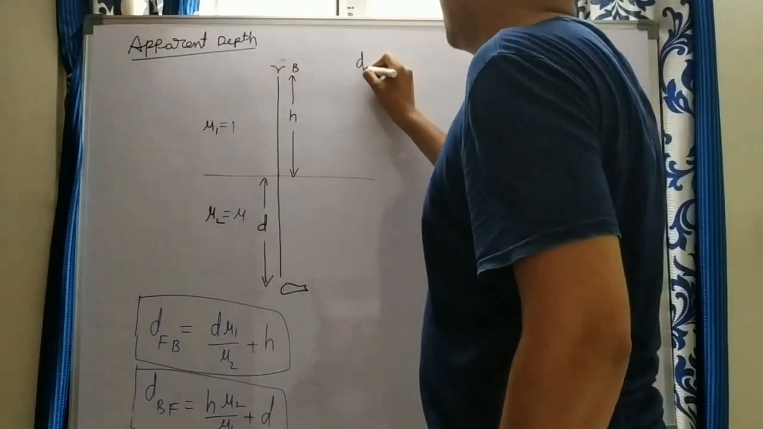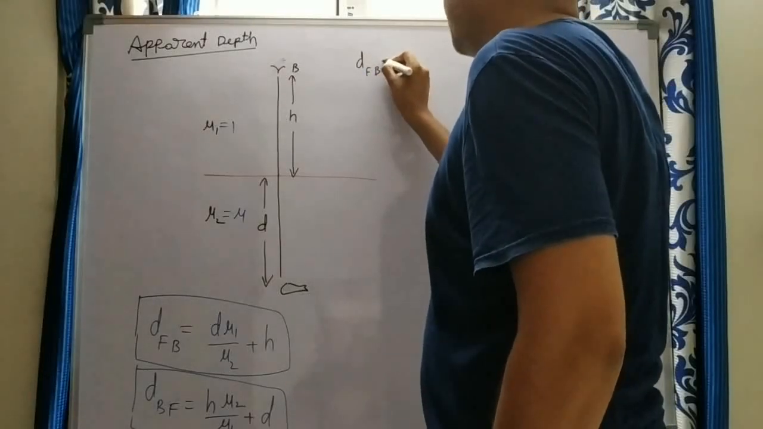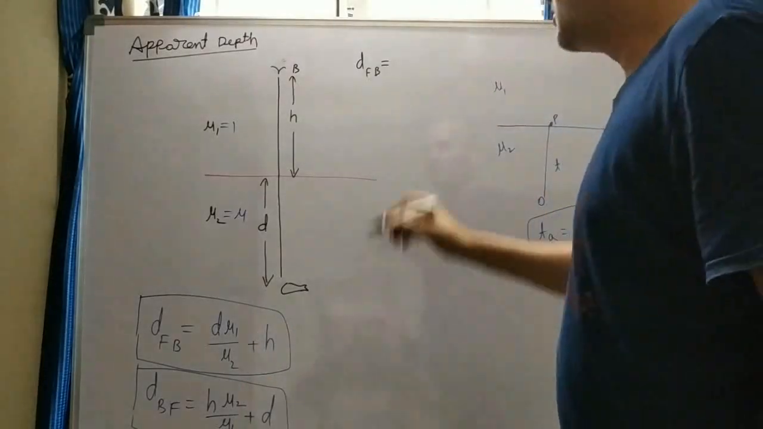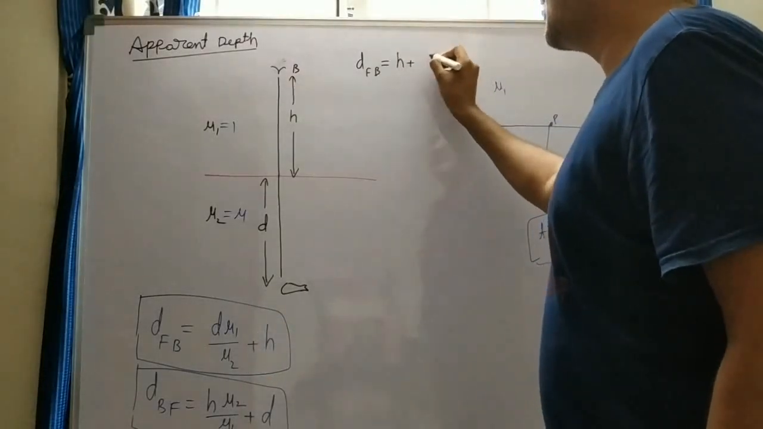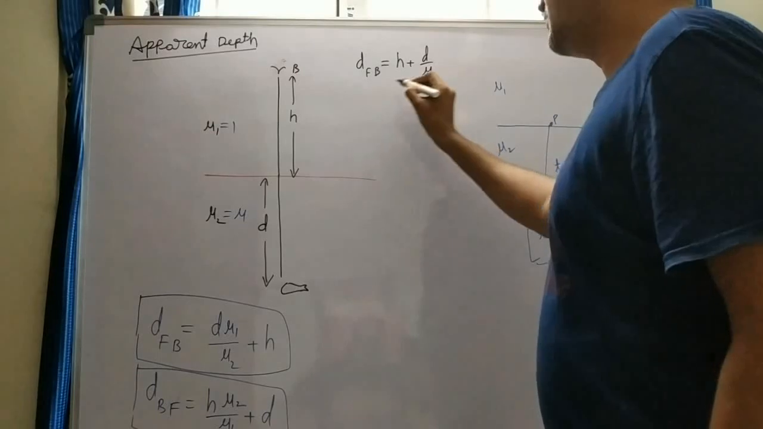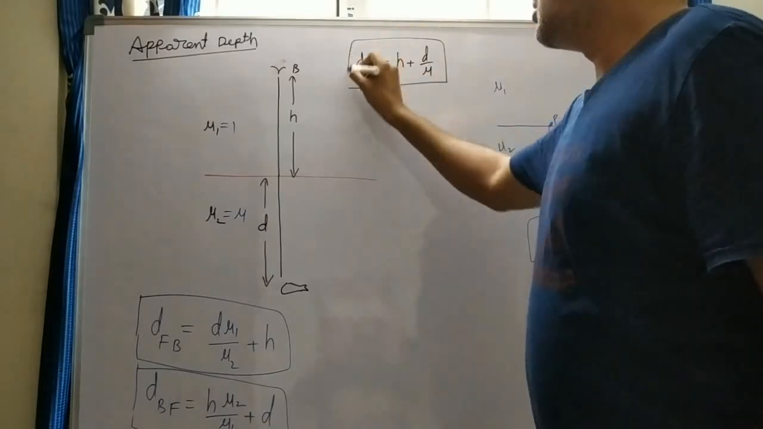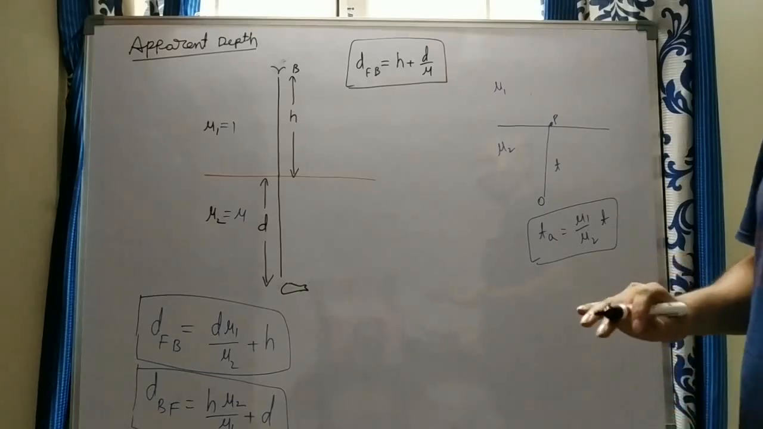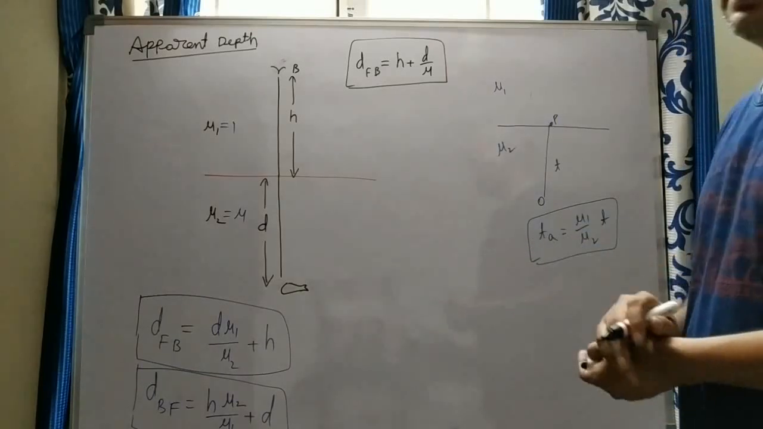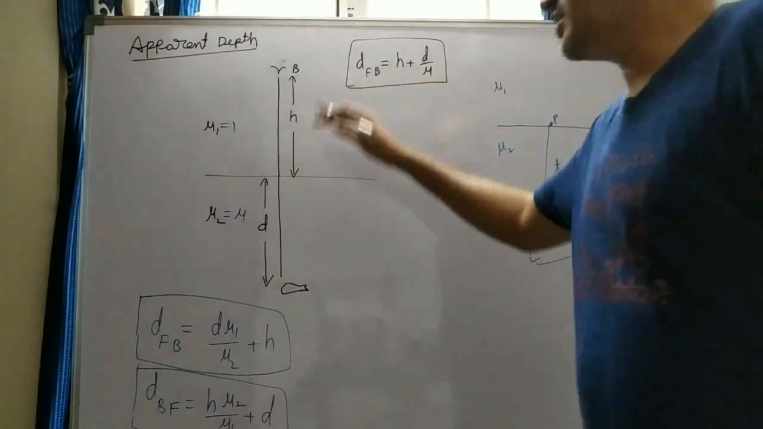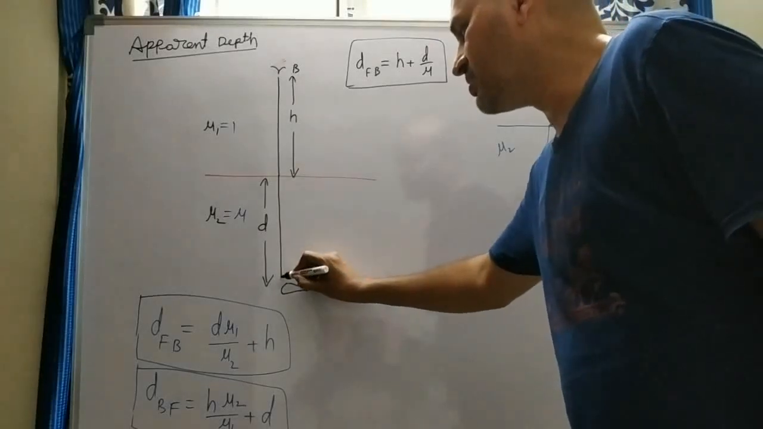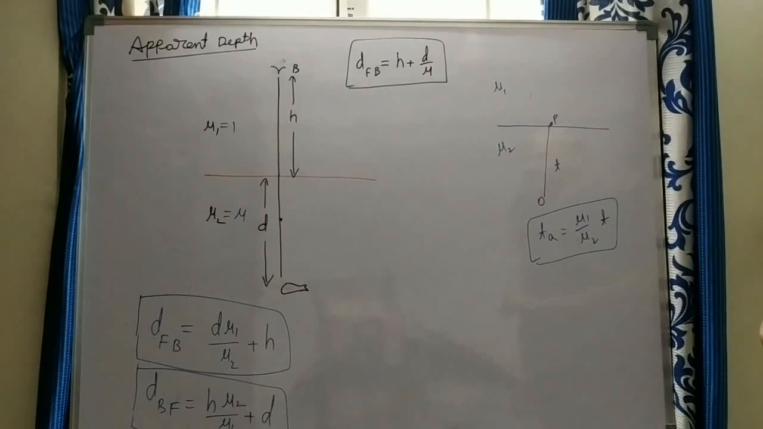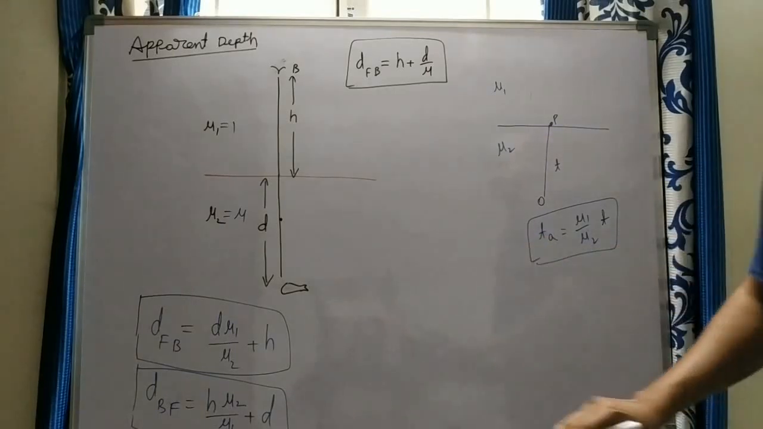The distance of the fish with respect to the bird, with mu1 as 1 and mu2 as mu, is h plus d by mu. This means the bird observes the fish at a smaller distance than the actual one. The bird feels that the fish is somewhere here, though it is actually here.